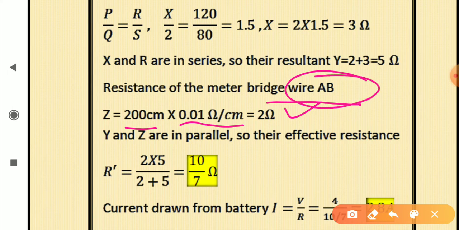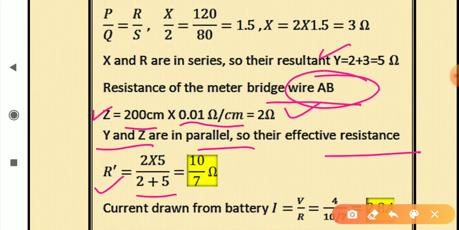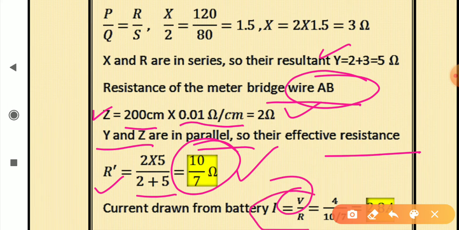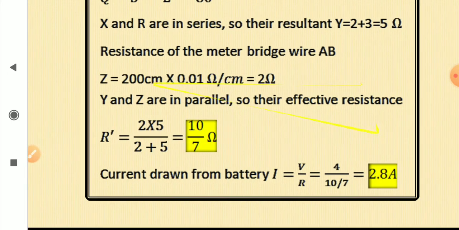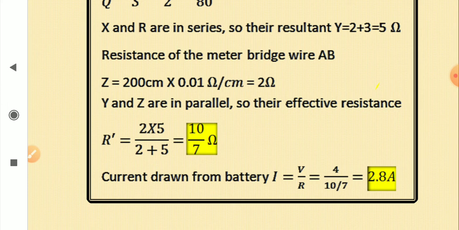So now this Y and Z, this and this, they are in parallel. So effective resistance will be equal to 2 into 5 upon 2 plus 5. You know that R1 R2 upon R1 plus R2, and you get 10 upon 7 ohm. Now we know the effective resistance in the circuit is 10 upon 7 ohm, and the battery is 4 volt. So I is equal to V upon R, and putting the value of R here, we get 2.8 ampere, right? So it was a very simple problem based on meter bridge.